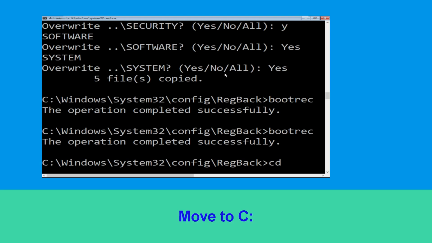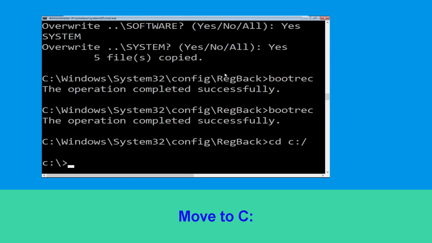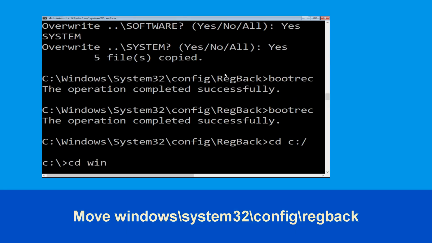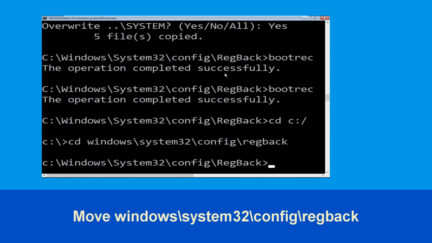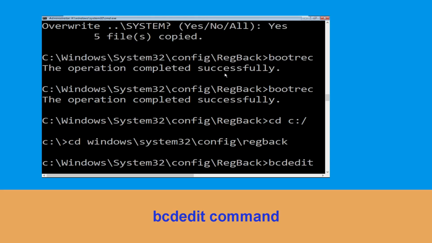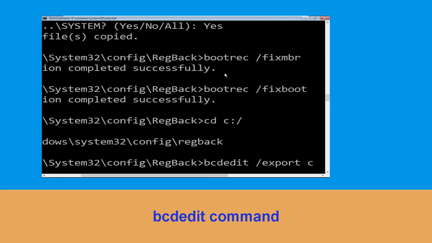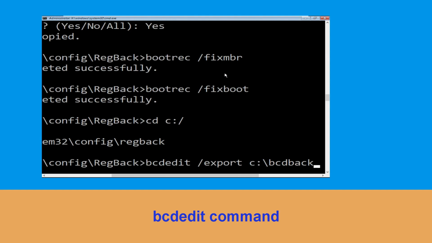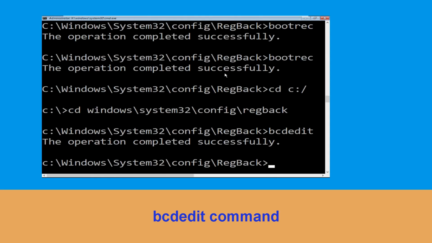Now type cd space c:/ and simply hit enter. Let's execute this command. Type cd space windows /system32 /config regback, then simply we need to hit enter to execute this command. Type bcdedit space /export space c:/ bcd backup and simply hit enter to execute this command.